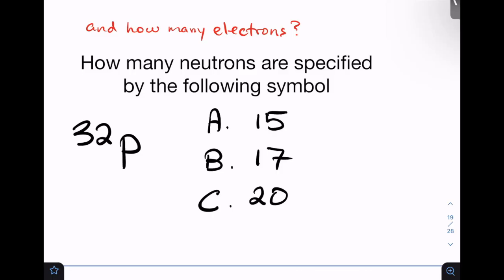Let's take a look. So how are you going to attack this problem? You look at the periodic table. What's the atomic number of phosphorus? 15. And what's 32 minus 15? 17. So there's your answer: 17 neutrons. How many electrons? 15 electrons, because there's no charge. This is a neutral atom. It's not an ion.